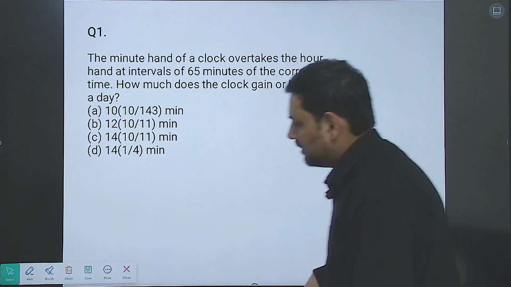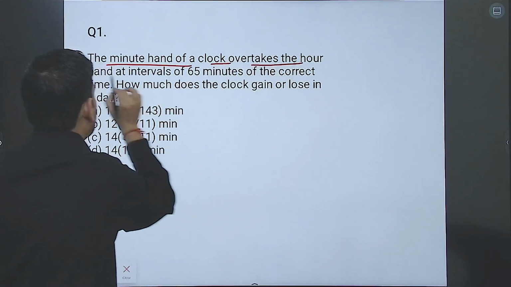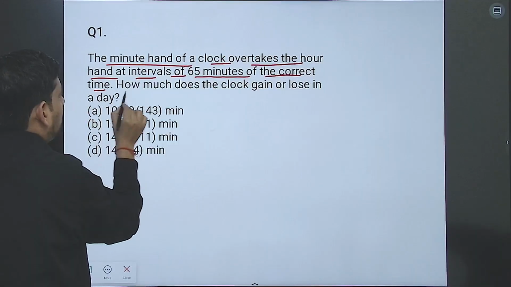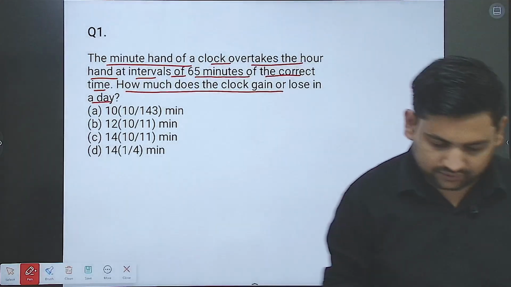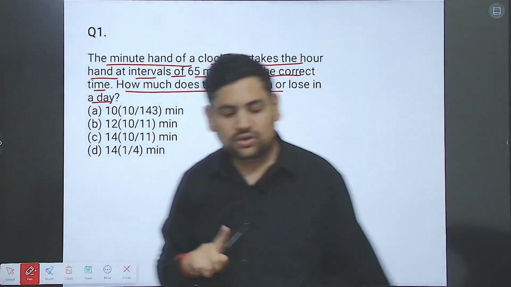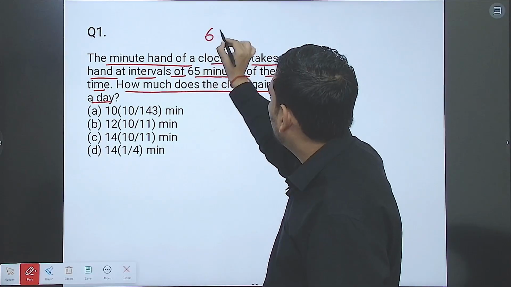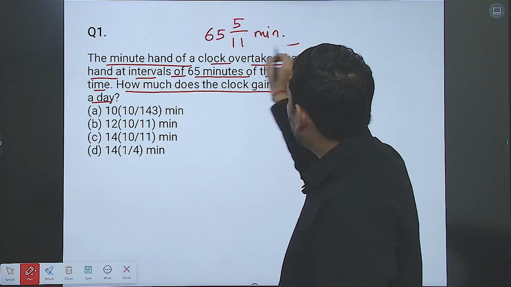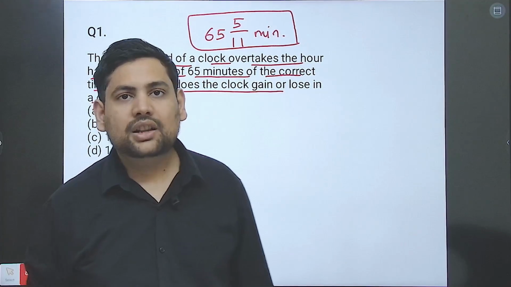Now see this. It says the minute hand of a clock overtakes the hour hand at intervals of 65 minutes of the correct time. How much does the clock gain or lose in a day? Now see how you do questions like this. Basically you know one thing, that if the clock is working fine, then the hour hand and minute hand meet at an interval of 65 5 by 11 minutes. This is the ideal clock, correct?